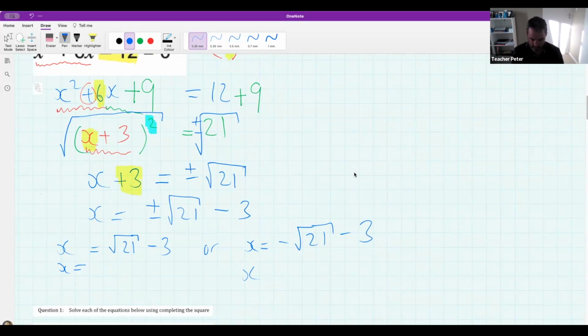If I put it in my calculator, I get square root 21 minus 3, I get 1.58. Oh, I was pretty close. 1.58. And then if I go minus square root 21, I go minus 3, I get minus 7.58. Give me a thumbs up if you got that. Give me a thumbs down if you didn't.